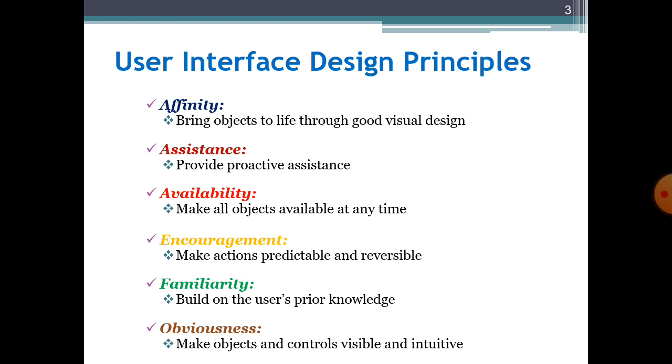The next important user interface design principle is availability. It's pretty straightforward: make all objects available at any time, or at maximum time. The availability principle, students, enables the user to use all objects within a view in any sequence and at any time. For example, the open dialog in the Windows platform allows the user to access all objects in the view of an open object, which is a dialog box in the Windows platform.